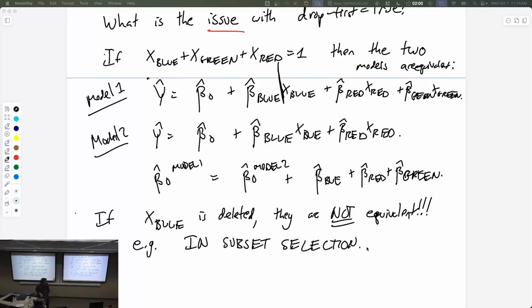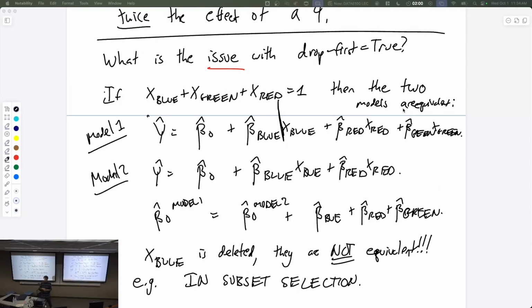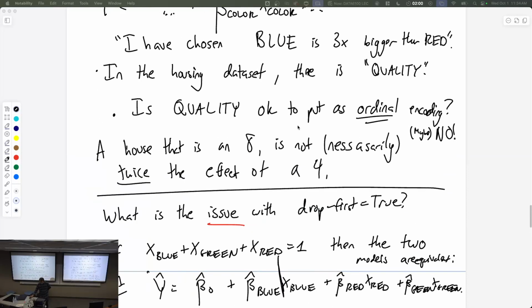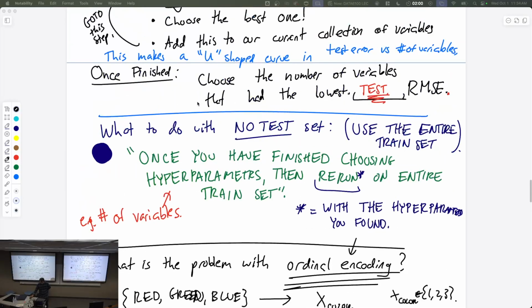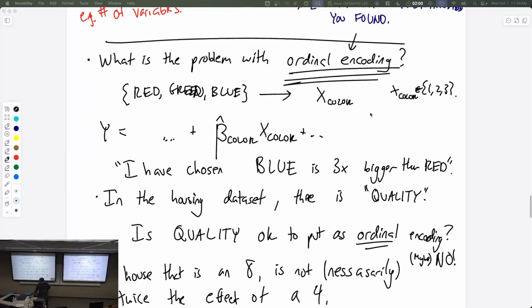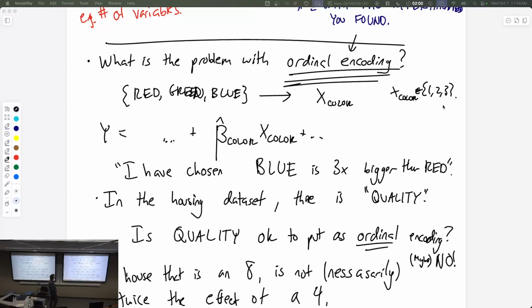So we left off with this question of if you had three colors, red, green, and blue, how do you make a regression model that predicts some quantity based on red, green, and blue? And you have a few different choices to make. So one thing you can do is the ordinal encoding. So you could make red 1, green 2, and blue 3.